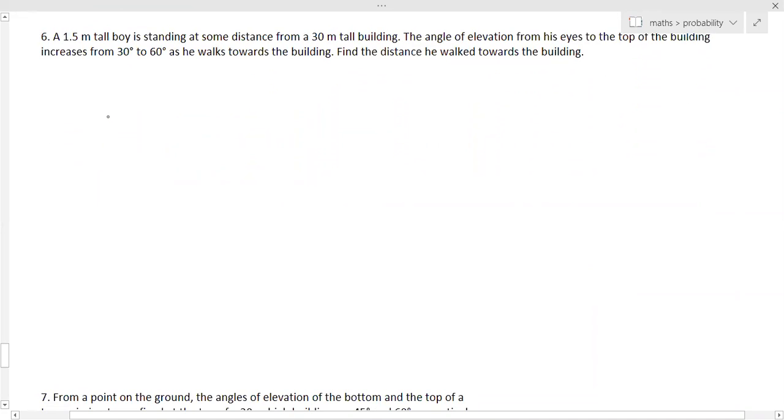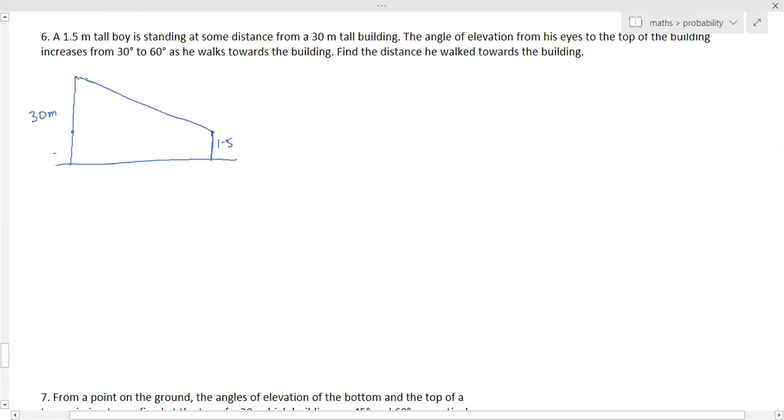Next question. A 1.5 meter tall boy is standing at some distance from a 30 meter tall building. Tall building is 30 meter. This one, his height is 1.5. Angle of elevation from his eyes to the top of the building increases from 30 to 60 degree. That means initially it is 30 degree.